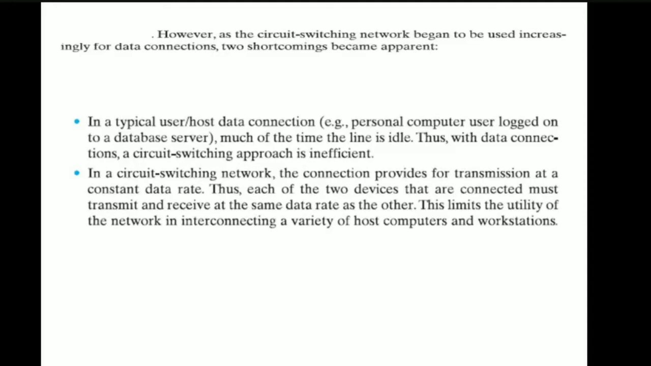Okay, the second thing is, in the circuit switching network, we already said that there is a dedicated link between the end devices. That is, the connection provided for the transmission is at a constant data rate. Right from the start of the call to the end of the call, we have a constant data rate. Okay, so whenever the two devices at the two ends are connected to the network, they must transmit and receive at the same data rate.